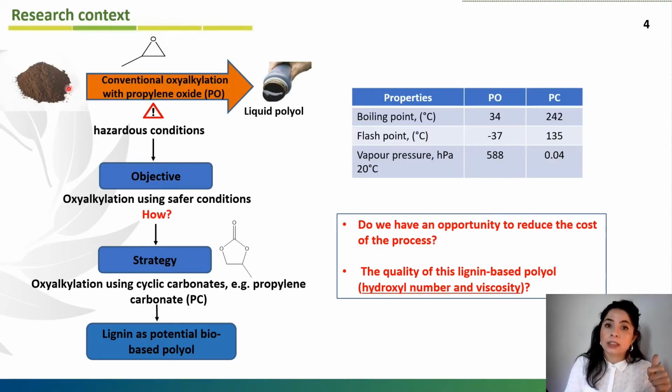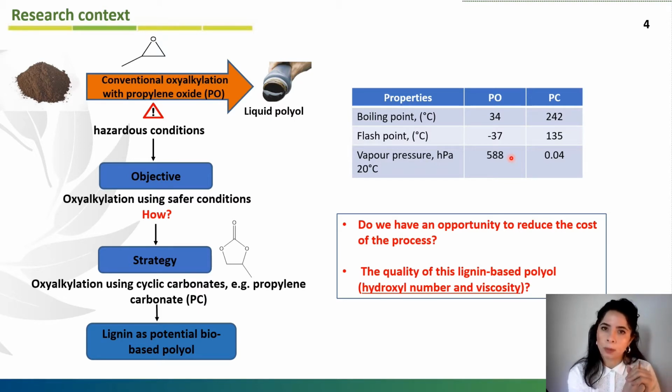Isolated lignin is a solid in powder form, and the most used process to liquefy lignin into a liquid polyol is oxyalkylation with propylene oxide, called oxypropylation. However, propylene oxide has some features, for example, a low boiling point, which means the process needs to be carried out in a pressurized medium at a higher temperature, so it presents a risk to our safety.